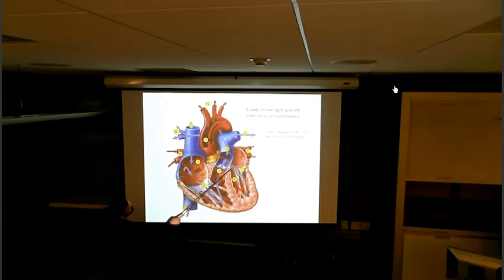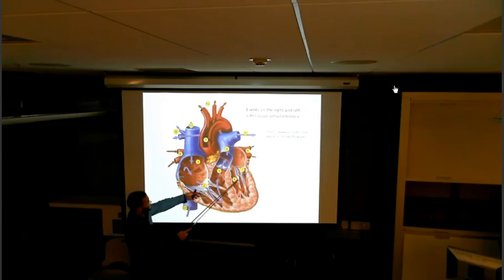Now, what do you guys notice that's different about the atrioventricular valves from these valves right here? We generically call these semilunar valves. But what's the difference between the AV valves and the pulmonary and the aortic valves? What's missing from those semilunar valves? The chordae tendineae are missing.